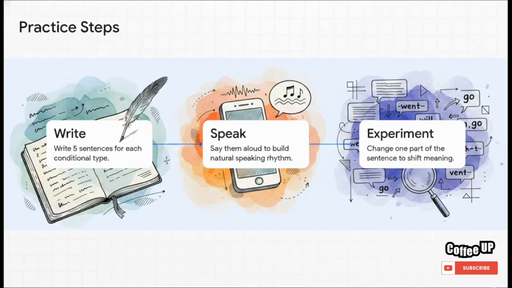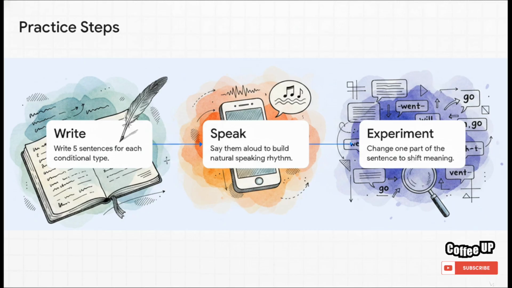I want to give you 3 highly effective, totally low-pressure daily drills to get you game day ready. First, just take a few minutes each day to write 5 sentences of your very own for each conditional type. Second, say them aloud. Better yet, record yourself on your phone. Conditionals have a very specific rhythm to them, and speaking them aloud helps you master that natural stress and intonation.